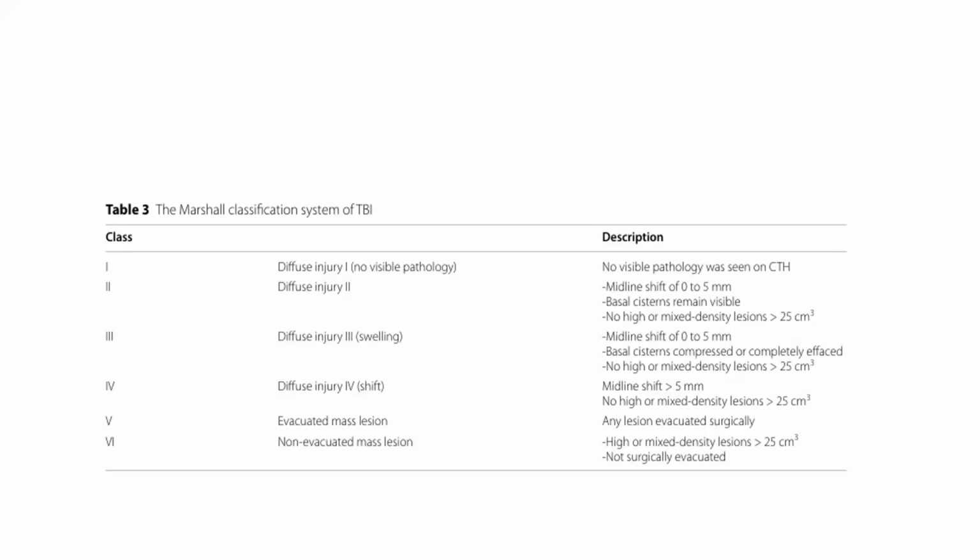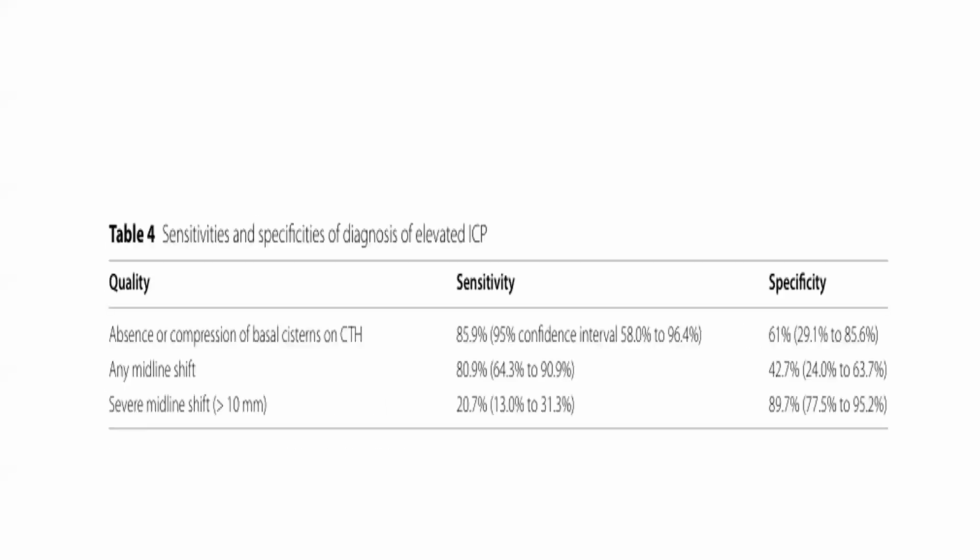Then diffuse injury class 4 includes a midline shift of more than 5, and no high or mixed density lesion of more than 25. Then class 5 includes evacuated mass lesion, that is any lesion evacuated surgically. And class 6 includes non-evacuated mass lesion, that is a high or mixed density lesion of more than 25 and not surgically evacuated.